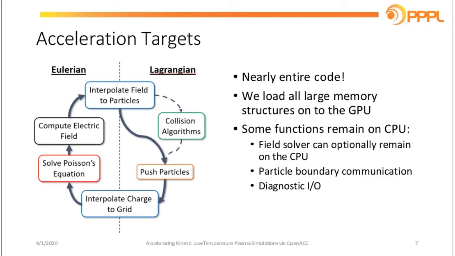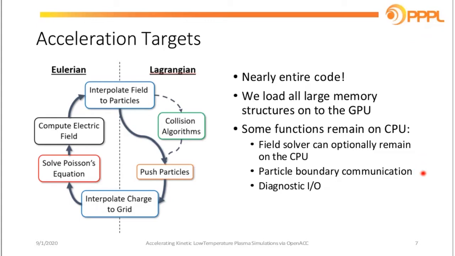So what were we trying to accelerate? Nearly the entire code. We have this setup phase at the beginning. It's effectively an initial value problem with time stepping. Then we load all of our large memory structures onto the GPU, and all of that time stepping is performed on the GPU. Now, some functions do remain on the CPU. We have an option for the field solver to be performed on the CPU, and I'll talk about why that's the case in a second.